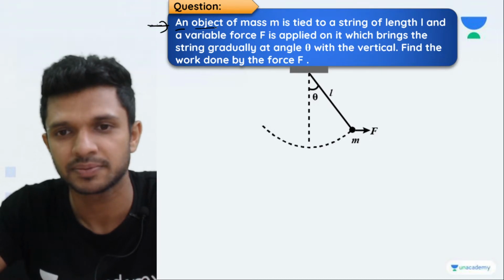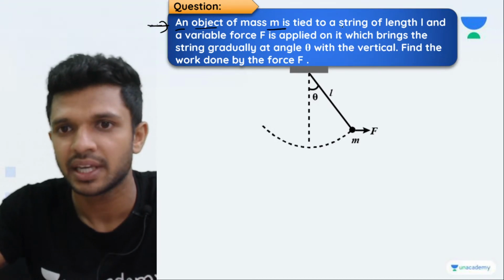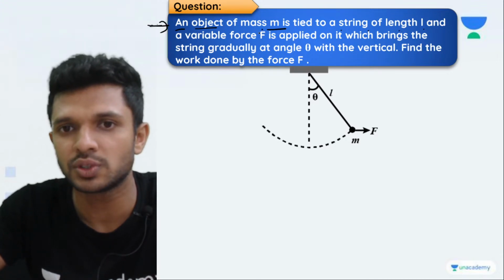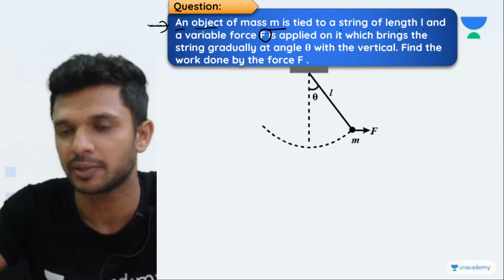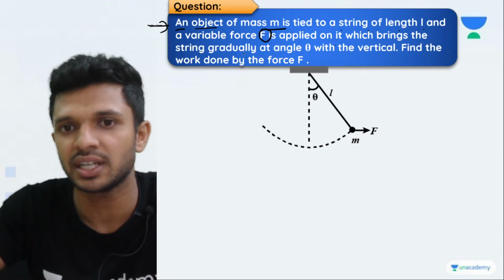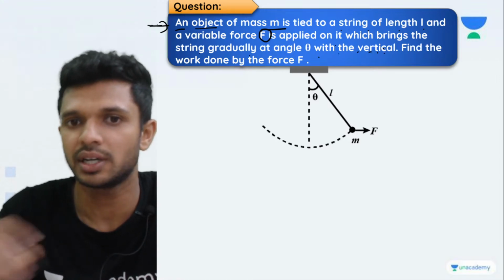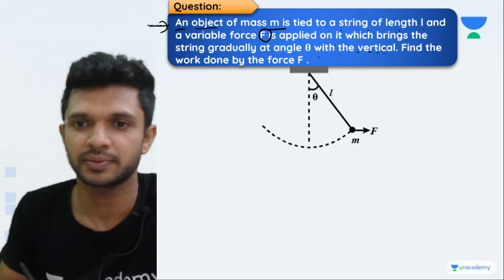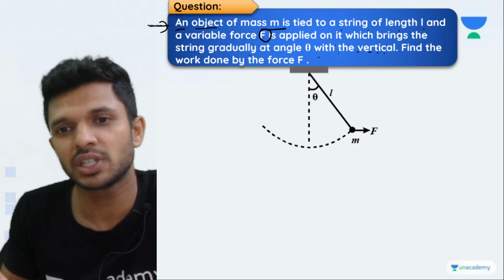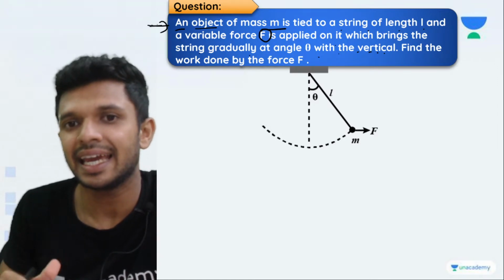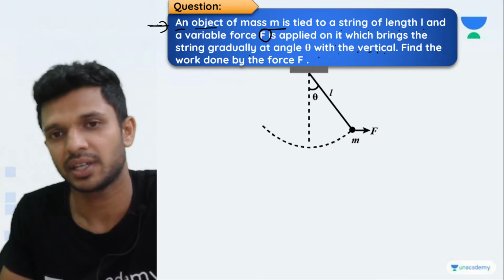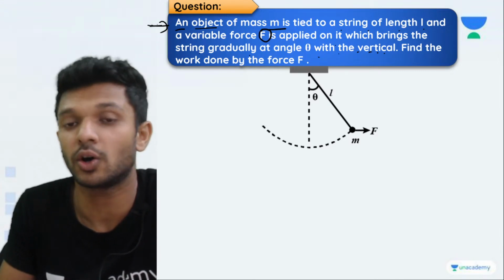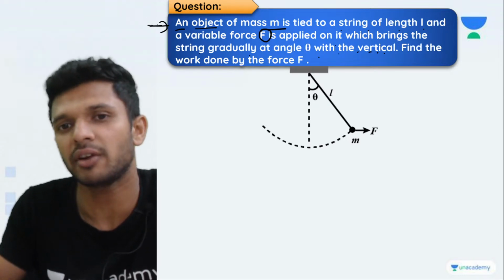An object of mass m is tied to a string of length L and a variable force F, a force which keeps on changing its value, is applied on it, which brings the string gradually at an angle theta with the vertical. Find the work done by the force. Is a value for the force given? No, right? It is simply told that a variable force is acting, that's all. Nothing has been defined for F.